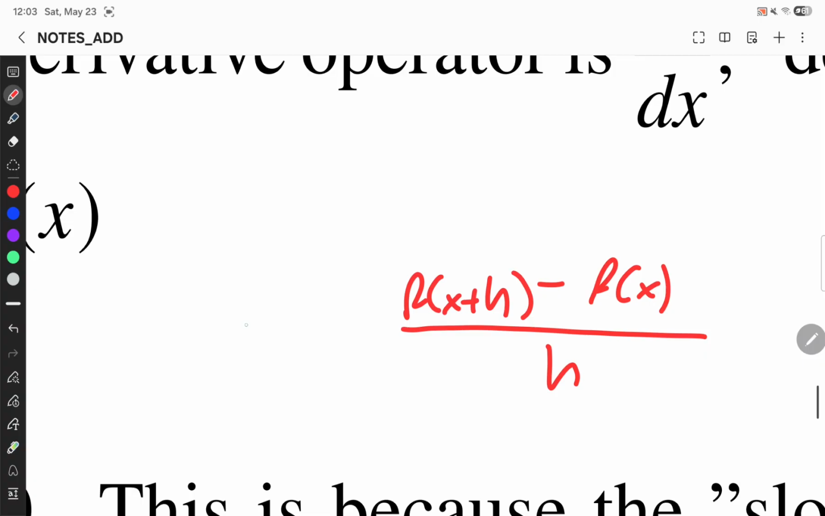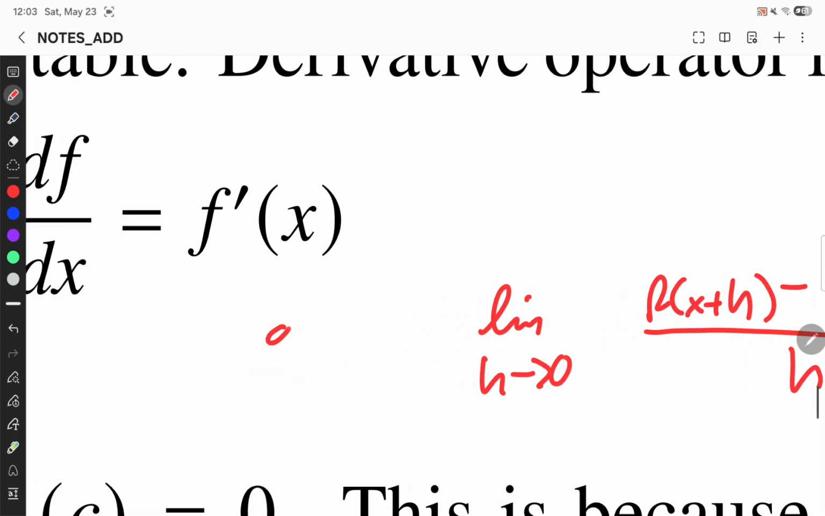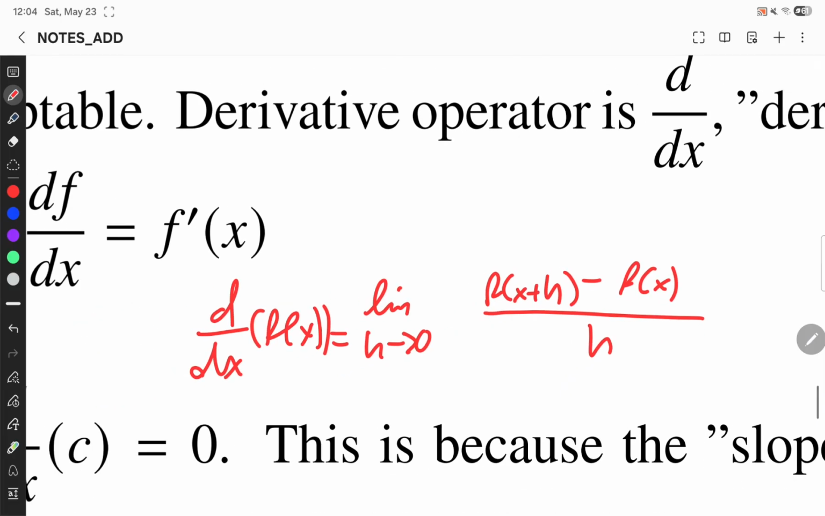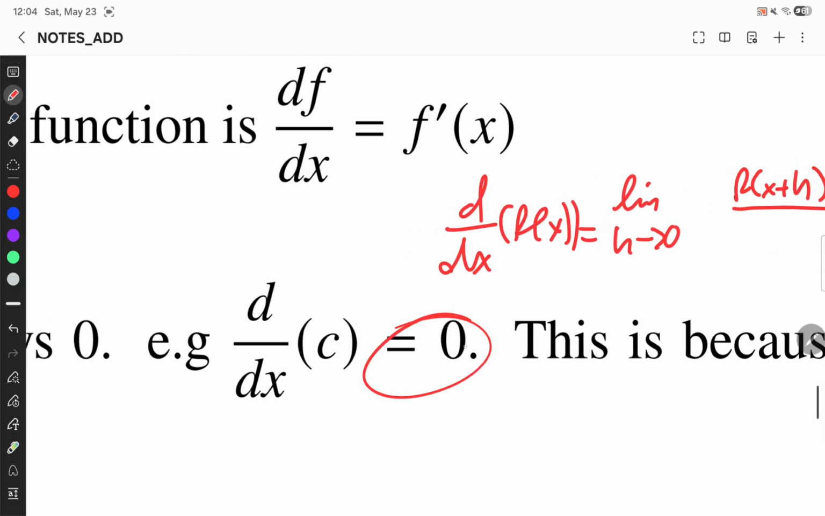Now we said as h approaches 0, so this means we take the limit as h approaches 0, and this is the definition of the derivative of f of x. Taking the derivative of f of x leads us to this definition. Okay, now since we got this tool, this will let us explain the other functions. Why does taking the derivative of that function lead us to getting the answer that we have here?